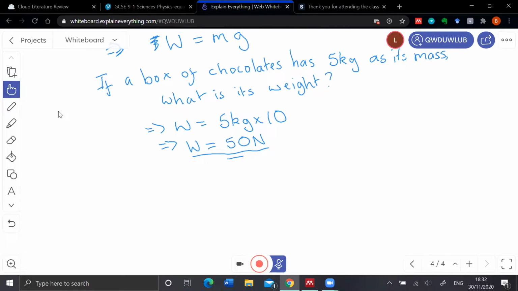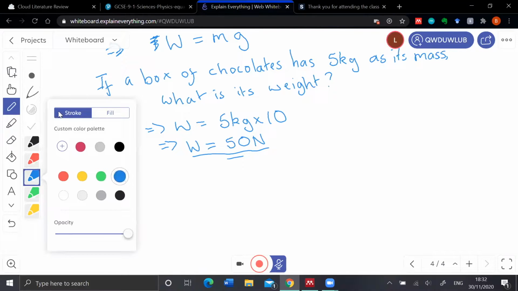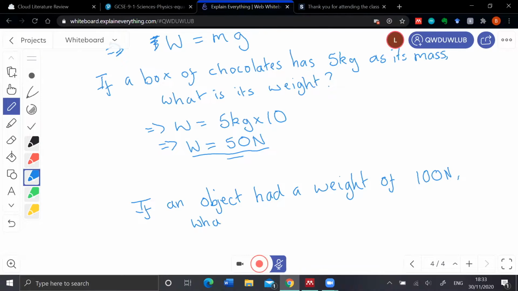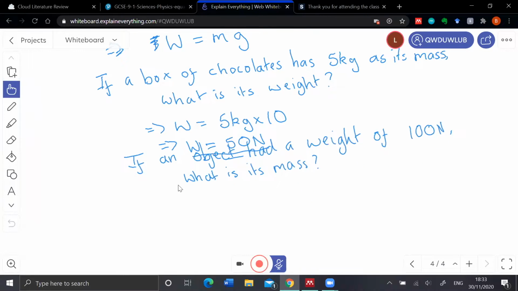So let's think, if an object had a weight of 100 newtons, what is its mass? It's one of those ones that you have to work out, but again, we'll go through the whole thing.